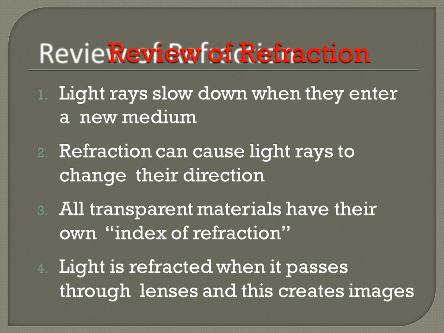All transparent materials have their own index of refraction. That means it depends on the different material. Light is refracted when it passes through a lens, and this creates images, as we can see in mirrors also. We can take an example of mirrors also: convex mirror, concave mirror, convex lens and concave lens.